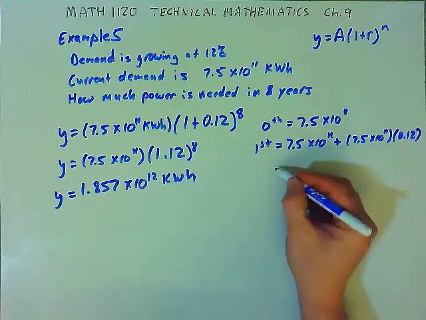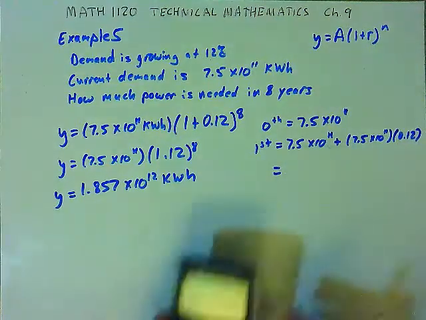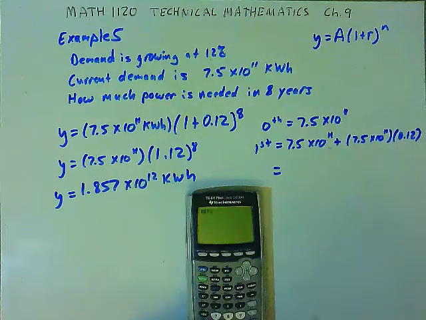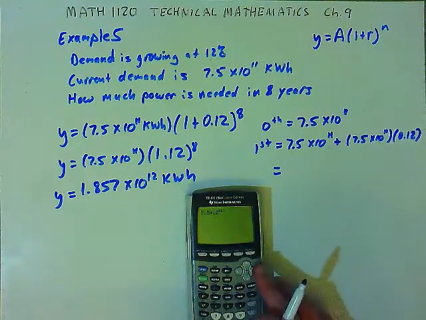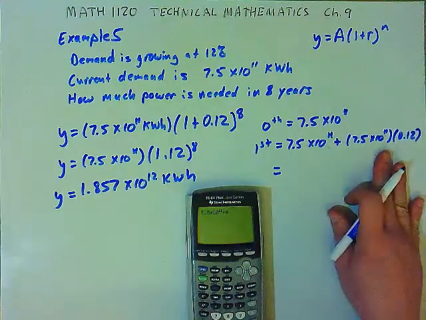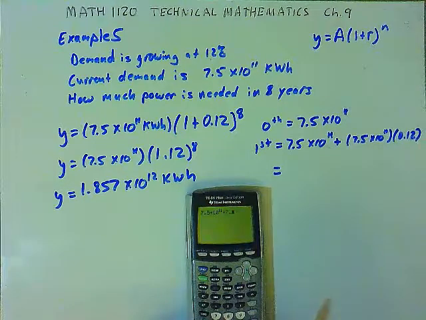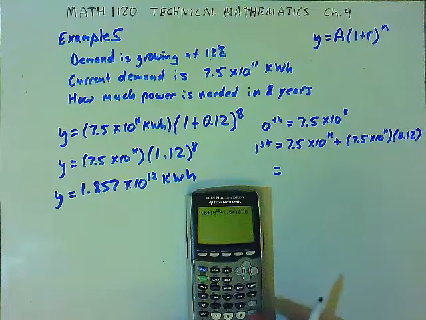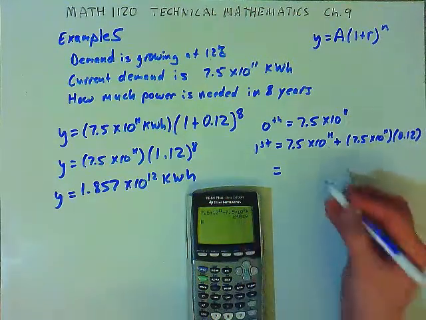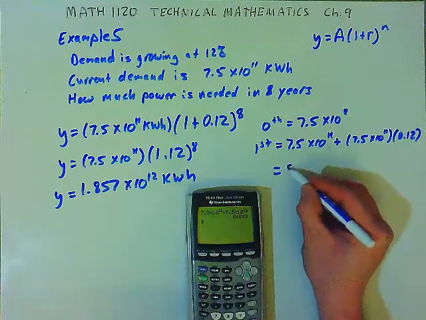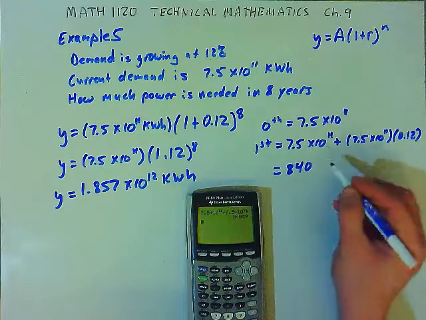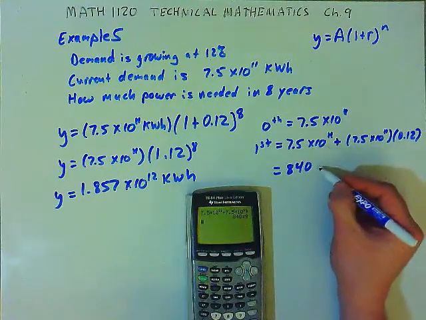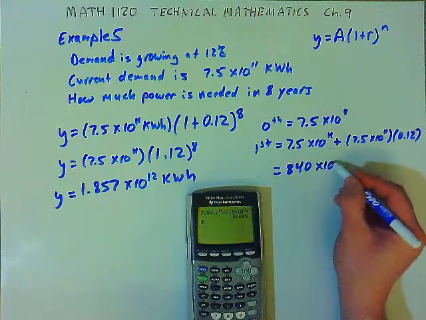And so after the first year, we're going to be using 7.5 times 10 to the 11th power plus another 12% of that. So 7.5 times 10 to the 11th power times 12%. And so after the first year, we need 840 billion, which is 840 times 10 to the 9th.